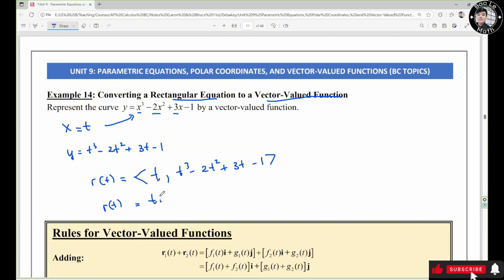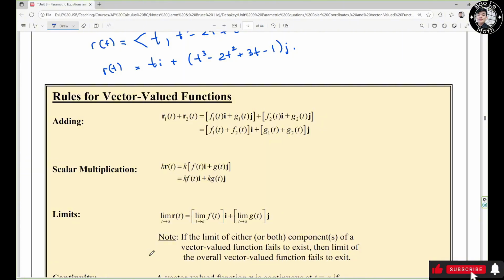t times i, plus t cubed minus 2t squared plus 3t minus 1 times j. Rules for vector valued functions. When you add two vector valued functions, basically you just add the i components and j components right here. Now scalar multiplication. When you multiply a number by a vector valued function, you just distribute the scalar like that.